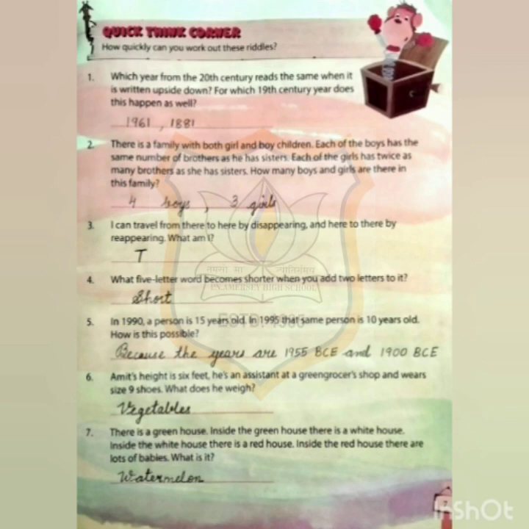Number 2. There is a family with both girl and boy children. Each of the boys has the same number of brothers as he has sisters. Each of the girls has twice as many brothers as she has sisters. How many boys and girls are there in this family?